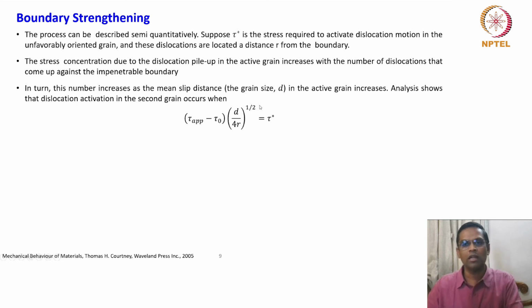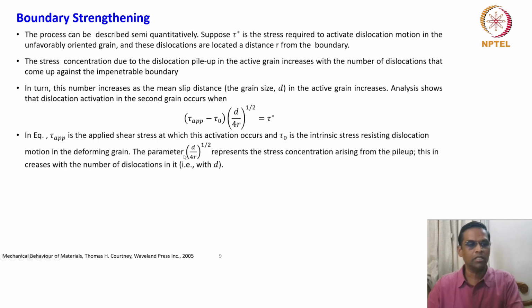So what is tau star? Tau star is the stress required to activate dislocation motion in the unfavorably oriented grain. That should be equivalent to this. What are these parameters in the equation? Tau app is the applied shear stress at which the activation occurs, and tau naught is the intrinsic stress assisting dislocation motion in the deforming grain. The parameter (d by 4r) to the power half represents the stress concentration arising from the pileup.